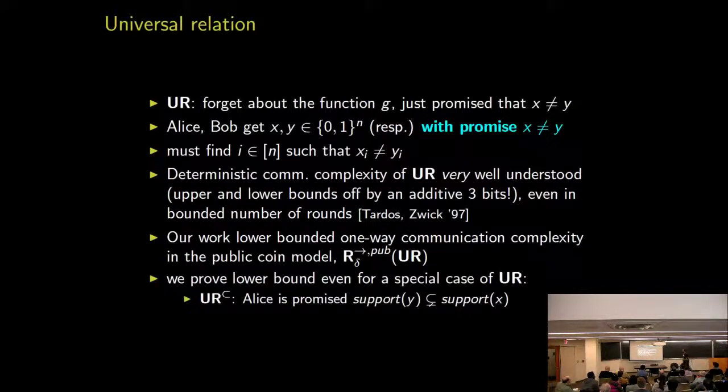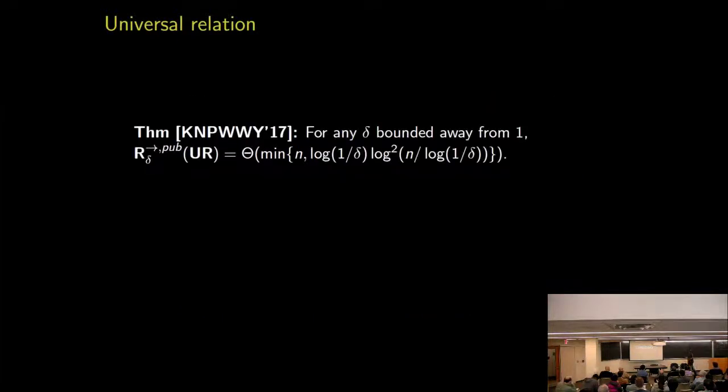Actually, binary strings are basically the same thing as subsets of 1 to n. So Alice gets a set, Bob gets a set. They're promised the sets are different. Find something that's in one but not the other. So we actually prove our lower bound even for the potentially easier special case where we're promised that Bob's set is a subset of Alice's set. So even if Bob knows that his set is a strict subset of Alice's set, even that's hard. So this is our theorem, that this communication complexity lower bound holds.